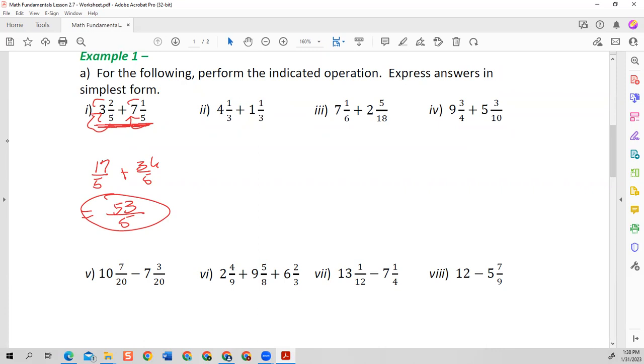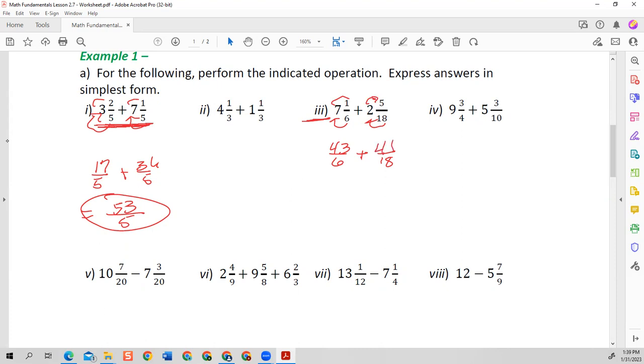Let's look at this one here. If you notice, this one doesn't have like denominators, so we're going to have another step. Let's go ahead and convert these to improper fractions. So now I have 6 times 7 is 42 plus 1 is 43. I have 18 times 2 is 36 plus 5 is 41.